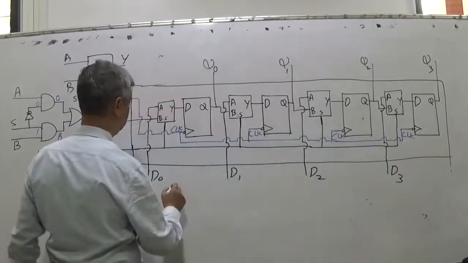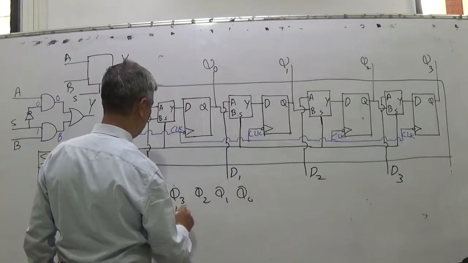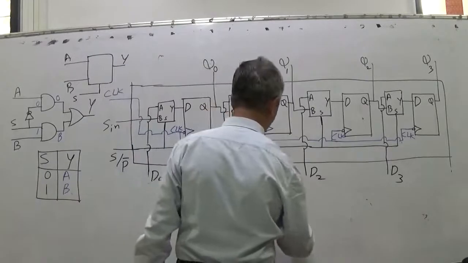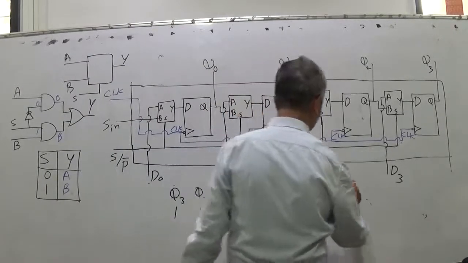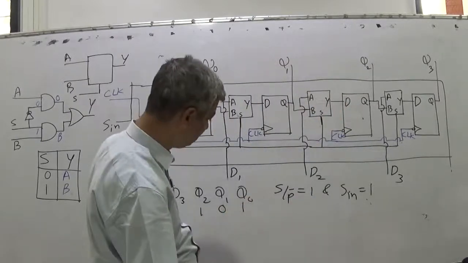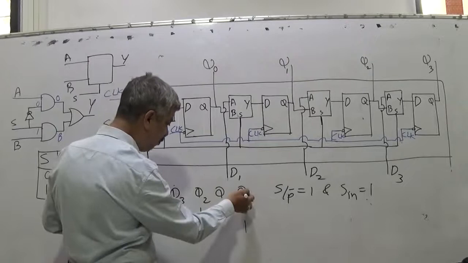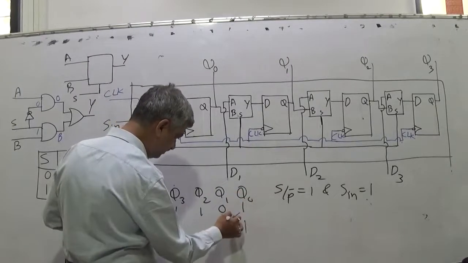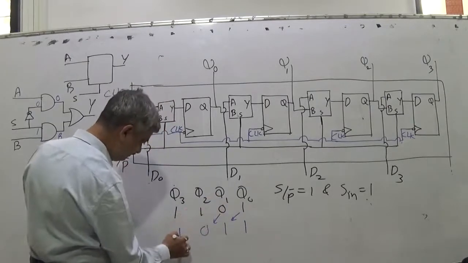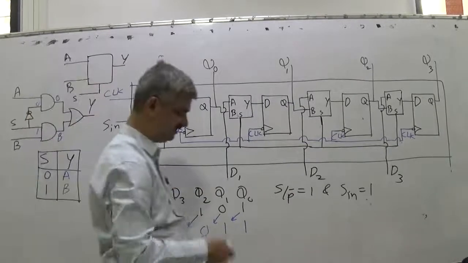So if Q3, Q2, Q1, Q0 are 1, 1, 0, 1 and you select S oblique P bar as 1 and S in as 1, what will happen? What will come at Q0? S in will come at Q0. What will come at Q1? Old Q0. So this will be transferred. What will come at Q2? What will come at Q3? This will go out. So this is left shift.